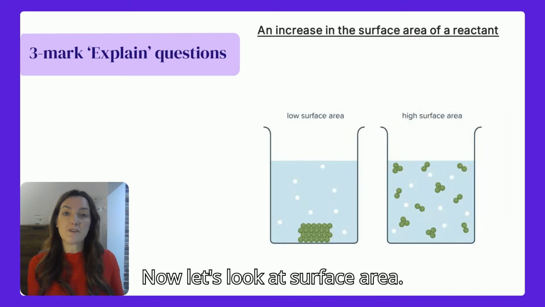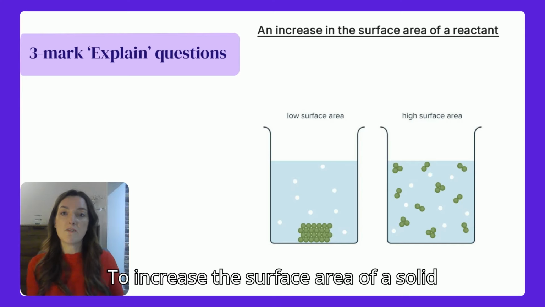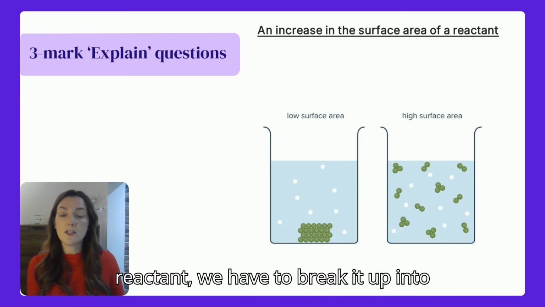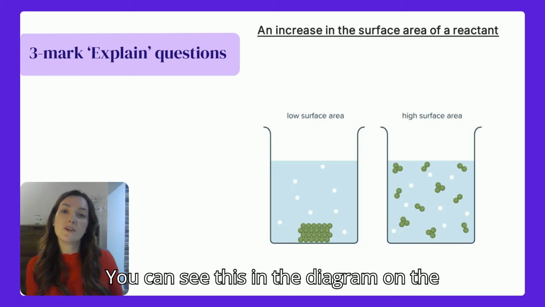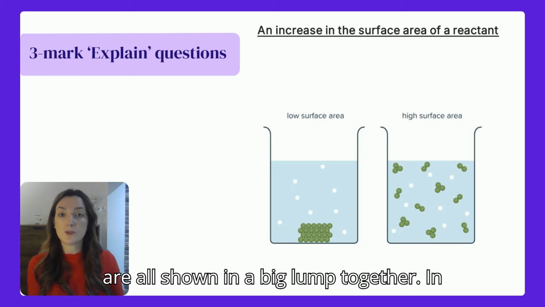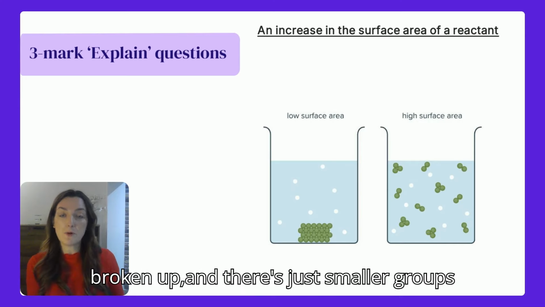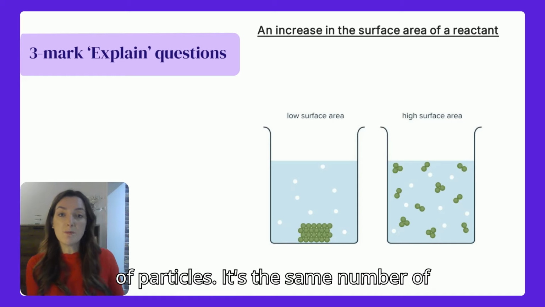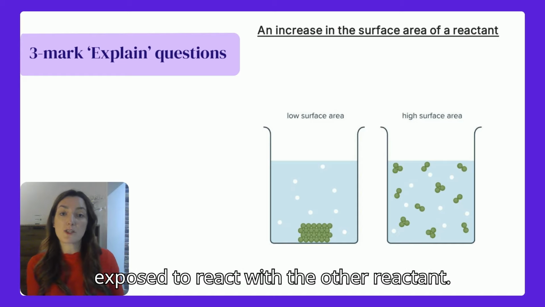Now let's look at surface area. To increase the surface area of a solid reactant, we have to break it up into smaller parts. You can see this in the diagram on the left, where all of the particles in green are all shown in a big lump together. In the 2nd diagram on the right, we can see that that big lump has now been broken up and there's just smaller groups of particles. It's the same number of particles, but because they've been broken apart, more of the particles are exposed to react with the other reactant.